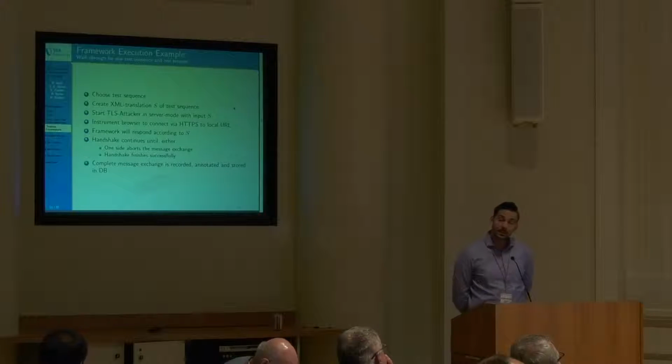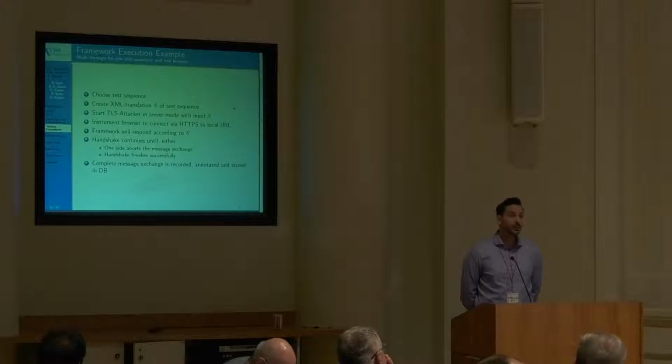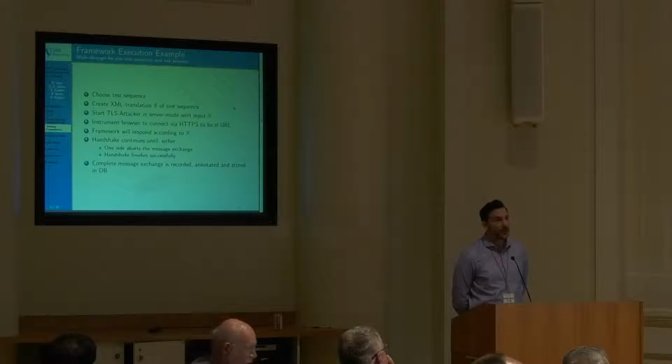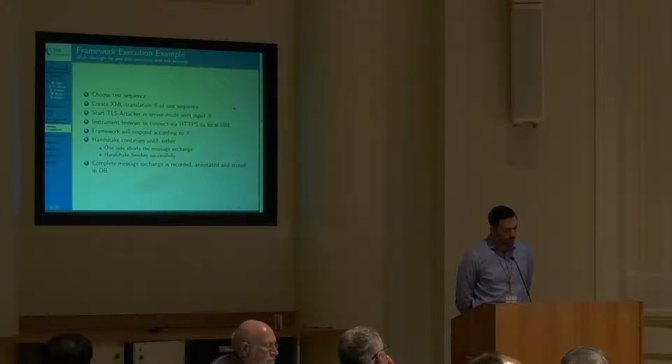The test execution works as follows. First, you choose a test sequence. Then we created an XML translation of this test sequence to be input into TLS Attacker, which is started in server mode. Then we instrumented the browser to connect to a local resource where TLS Attacker was listening. The framework will then respond with our defined message flow, and the handshake will continue until either the client aborts it or it is finished. And we record the message exchange and store an annotated version of it.